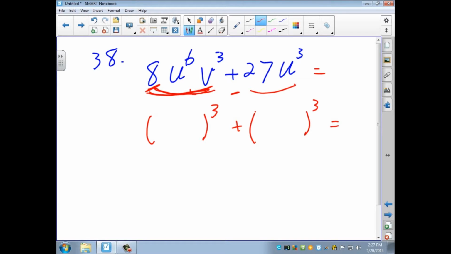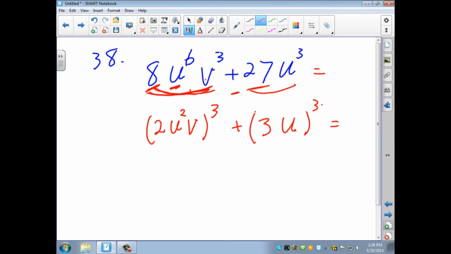Okay, 8 is 2 cube, so 2 would be here. U to the 6 is u squared cube. And v to the third is v cube. So that's how I would deal with the first one: 2u squared v, the whole thing cubed. In the second one, I have a 27. 27 is 3 cube, so I write 3, and it's already a cube here. And then u to the third, I write the u. So these two are equal. So clearly you can see this is the sum of 2 cubes.